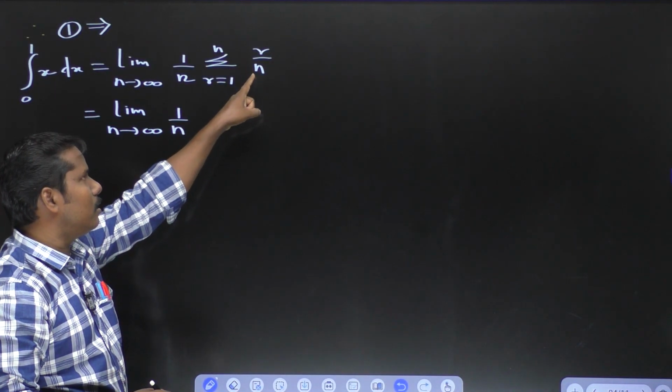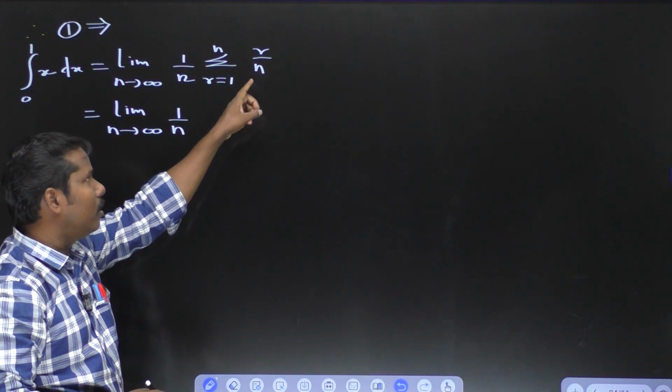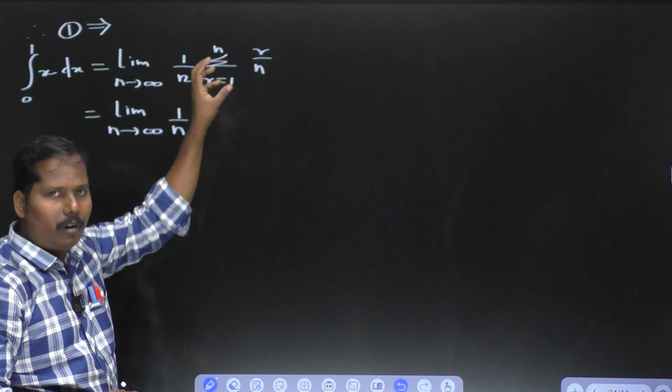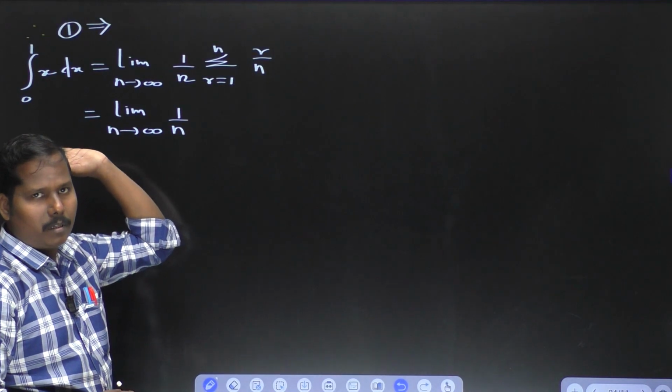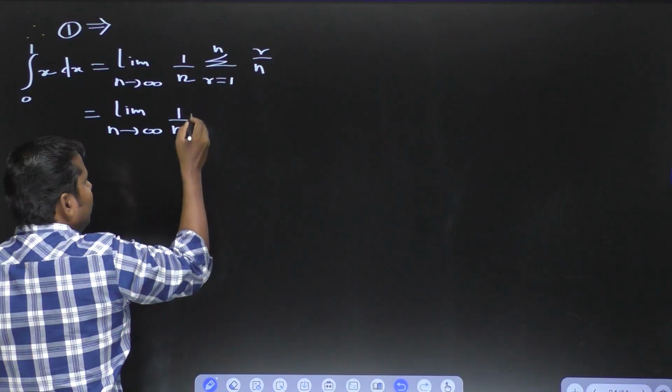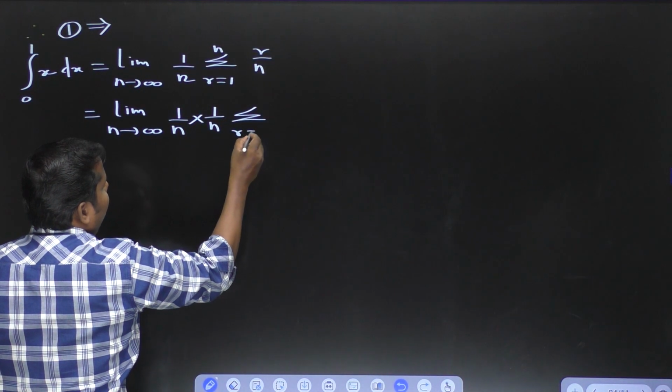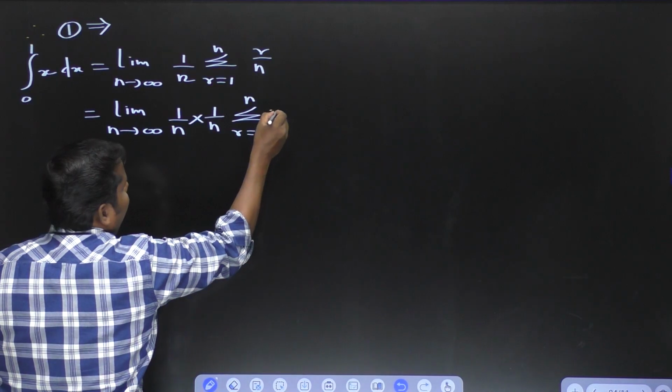So this is the constant, that is, it is independent of r. So you can take it outside. Whenever the interior is independent of r, you can take it outside of the sum. So here it is 1 by n, take it outside of the sum. So 1 by n, summation r equal to 1 to n r.